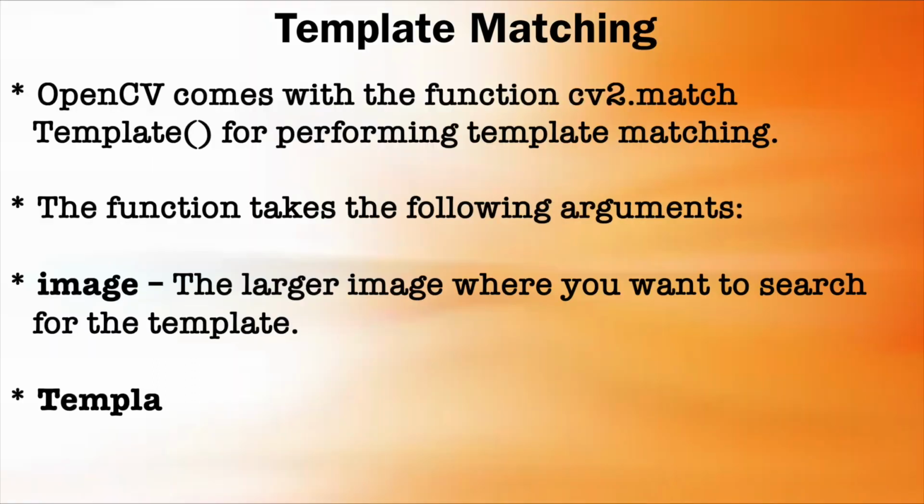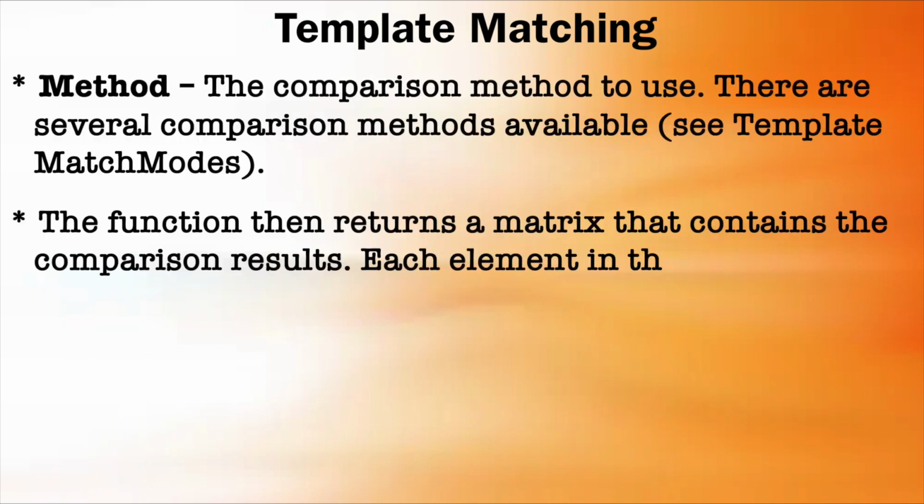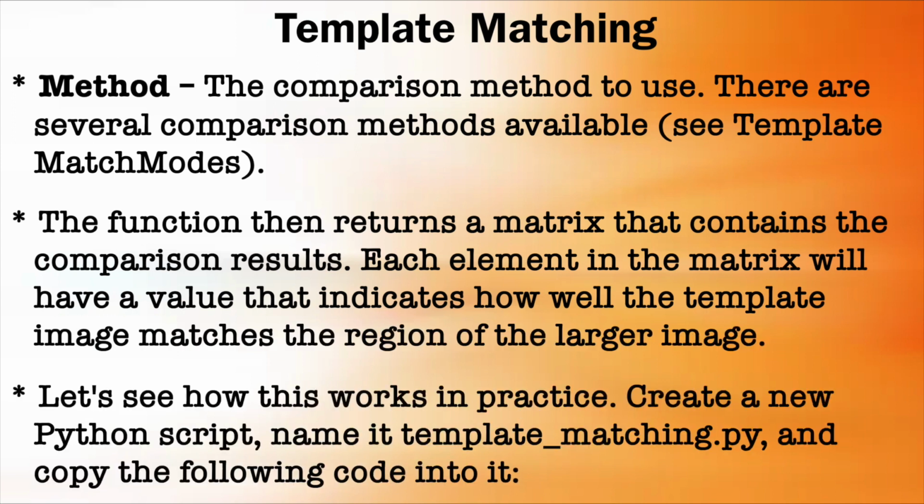OpenCV, the Python basic library for image processing, comes with the function cv2.matchTemplate for performing template matching. The function takes the following arguments. First, image, the larger image where you want to search for the template. The second is template, the template image that you are searching for. Third is method, the comparison method to use.